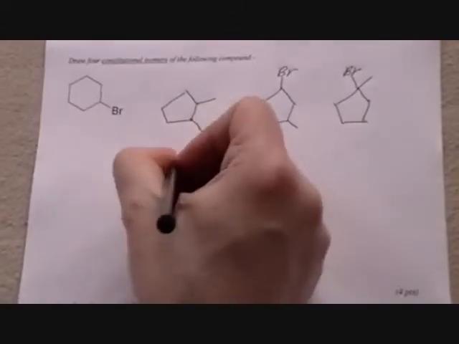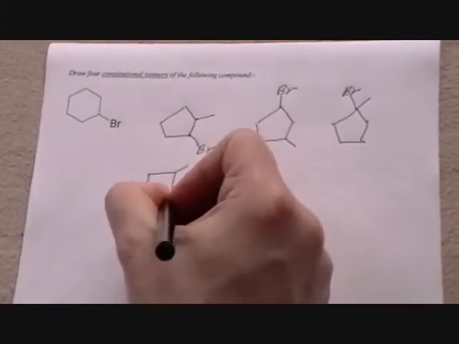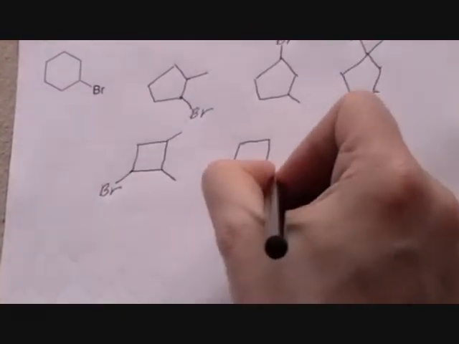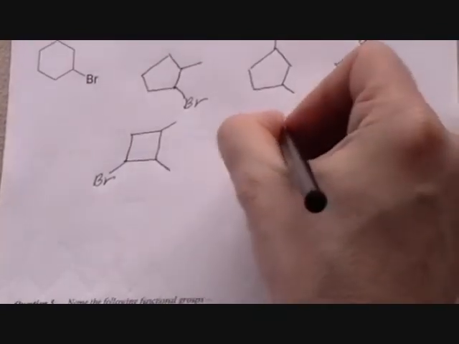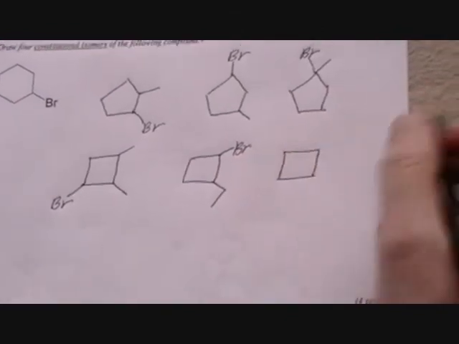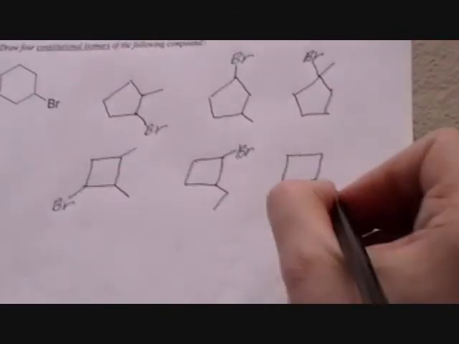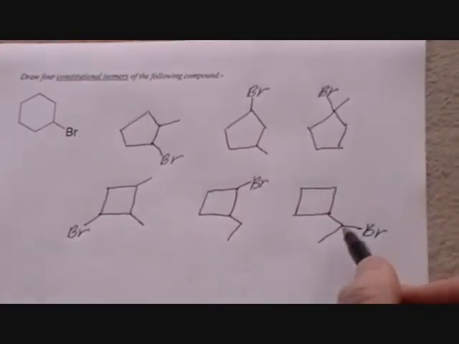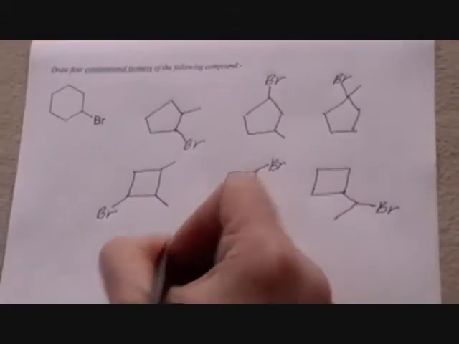We could even go down to 4 carbons in the main cycle and have 2 methyl groups and a bromine substitution. We could put them in different positions, and there's lots of variations. Or we could even have 1 ethyl branch and the bromine attached. Or we could draw a 4-membered ring and have that ethyl branch and then put the bromine on the ethyl branch. Put it on the first carbon or maybe even on the second. So there's lots of variations to be had.